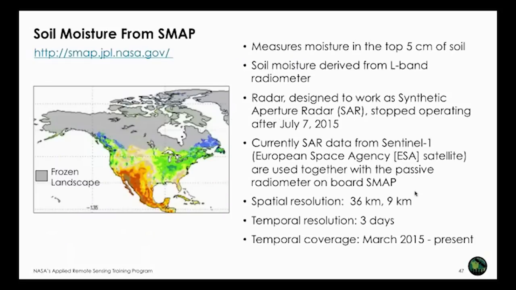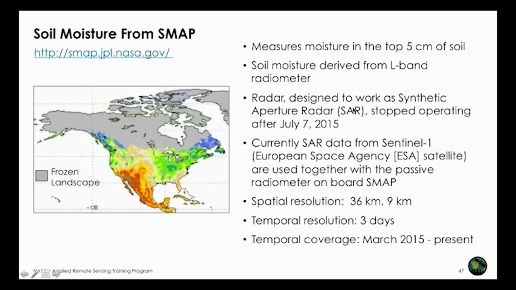So we looked at precipitation from TRMM and GPM and evapotranspiration from multiple platforms. The next water budget component is soil moisture, and this is available from the SMAP mission. This measures moisture in the top 5 centimeters of soil. Soil moisture is derived from an L-band radiometer. There used to be a radar flying on SMAP also, but that stopped operating just after the launch.